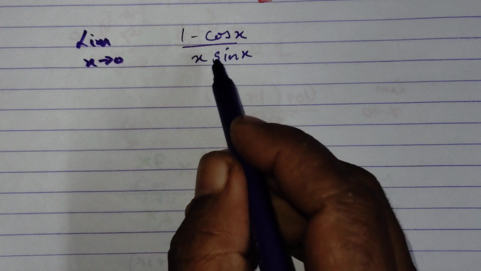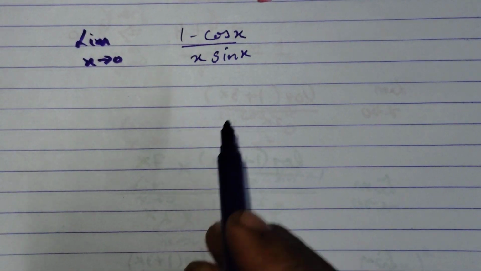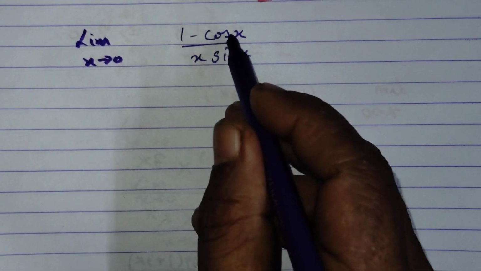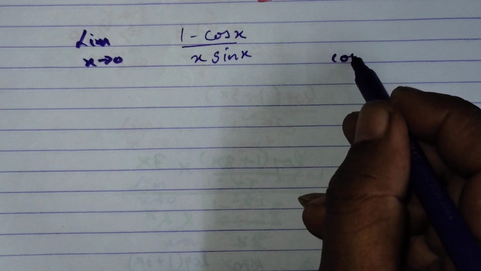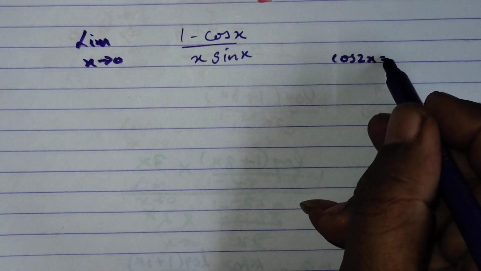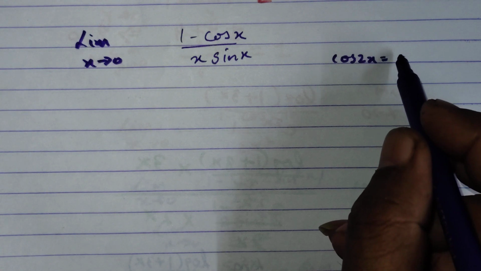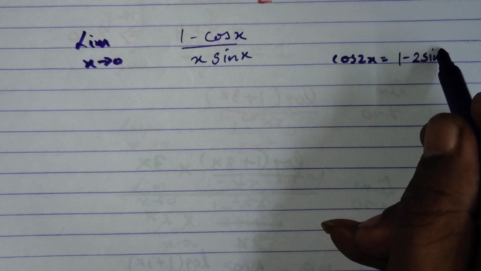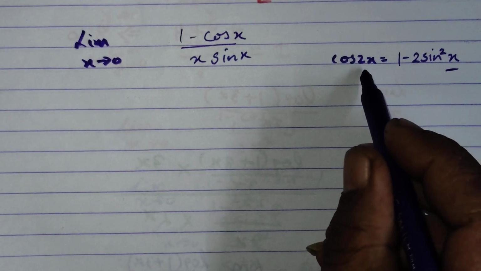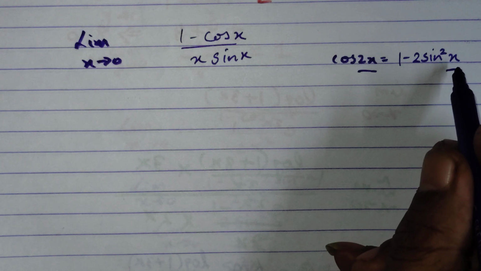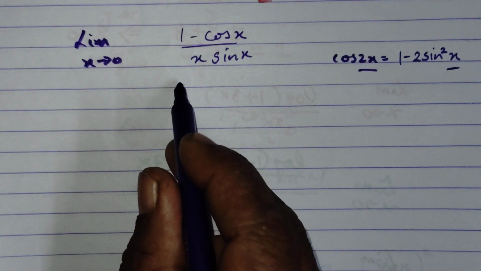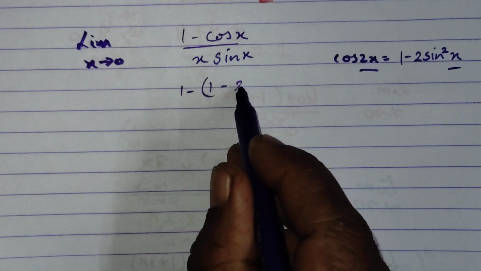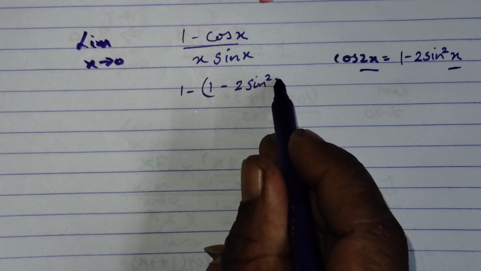So this is also an interesting question: 1 minus cos x upon x sin x, limit x tends to 0. In this question, we can use the cos 2x identity. So the cos 2x identity is 1 minus 2 sin square x. Half angle is there: if 2x is there, if x is there, then there is x by 2. So in the numerator we can write 1 minus 2 sin square x by 2, isn't it?